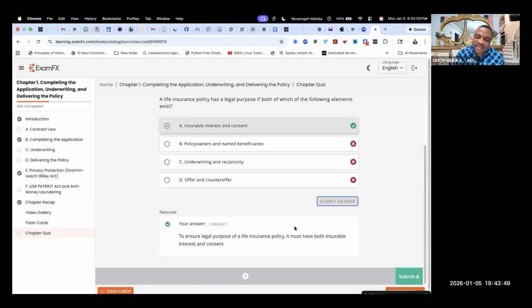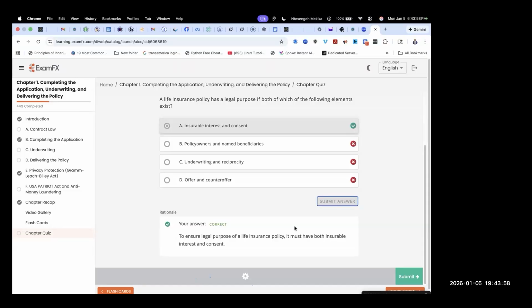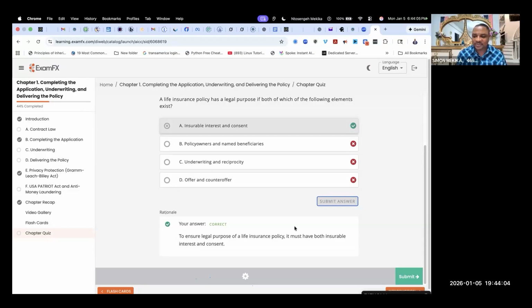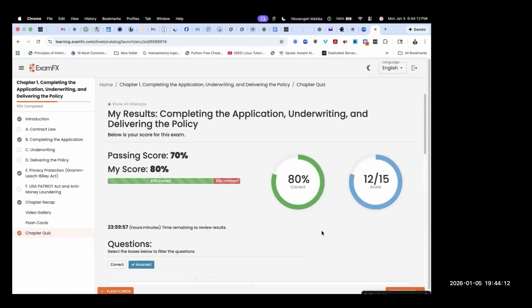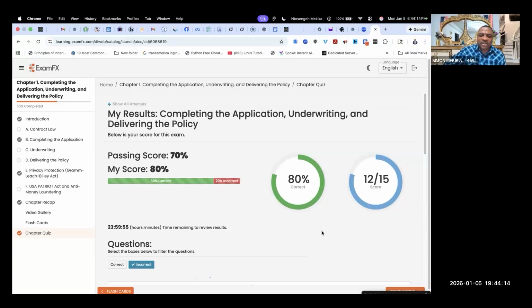That's good. And let me tell you, when you see consent somewhere, you know that if you don't consent to something, it's not legal, right? So all of those have nothing to do with legal. So it was either D or A. There's no way you could go for any of those other two because they don't constitute any legal stuff. But good, I'm happy that finally you passed it.